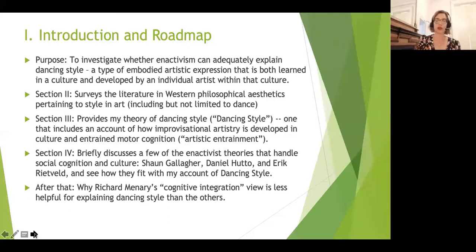Lastly, in section 4, I'll survey a few of the enactivist theories that handle social cognition and culture, those of Shaun Gallagher, Daniel Hutto, and Erik Rietveld and their co-authors, and navigate these in order to select the candidates that I think are the best fit for my thoughts on how dancing style works. After that, I'm going to briefly discuss Richard Menary's cognitive integration view, but I haven't done enough research on that to do it thoroughly, and say why I think it's less helpful, at least preliminarily, for explaining dancing style than the others. I'm not going to canvass here any traditional theories of mind, such as theory theories or simulation theories. That would be a longer piece.